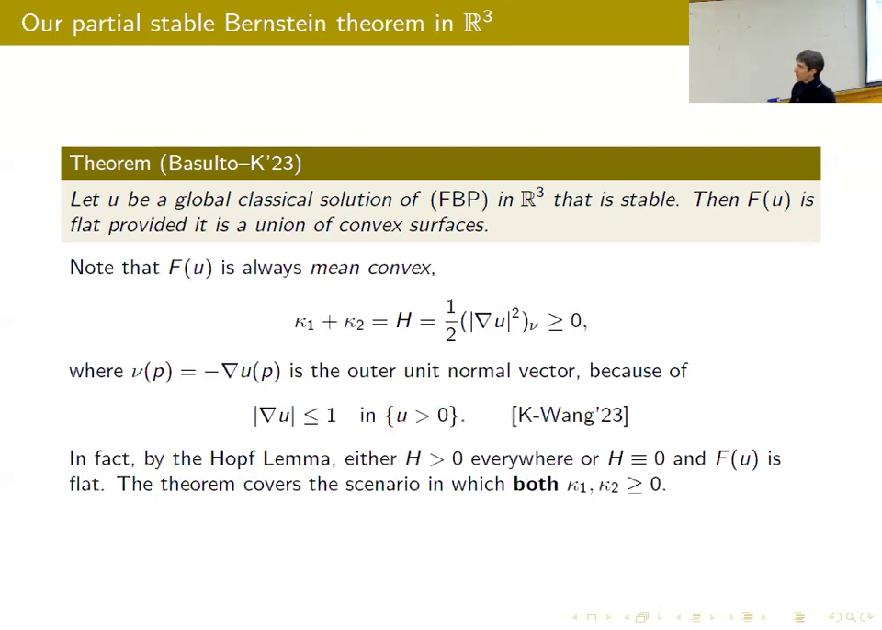Okay, so a couple of remarks. What you always know is the free boundary is mean convex. So asking for convexity is not that much more. So it's always mean convex. The sum of the principal curvatures is non-negative.